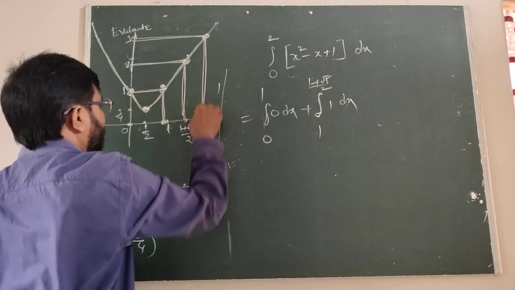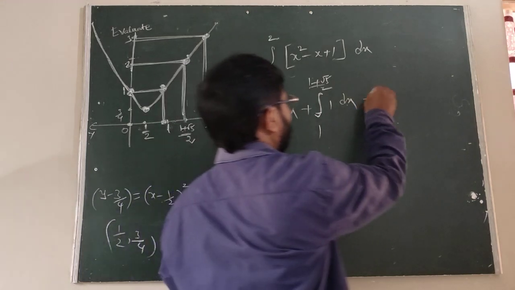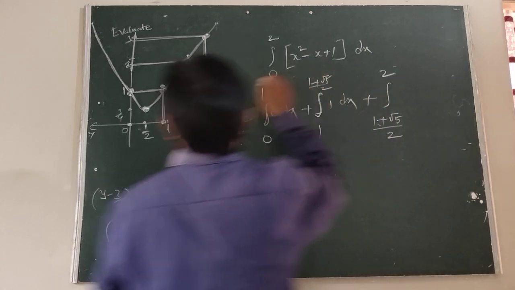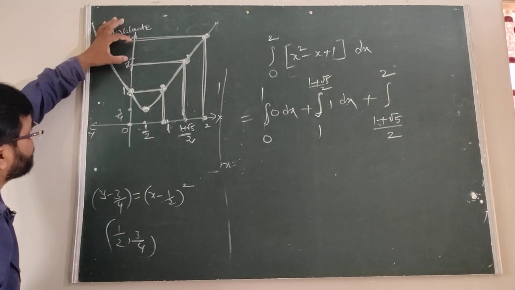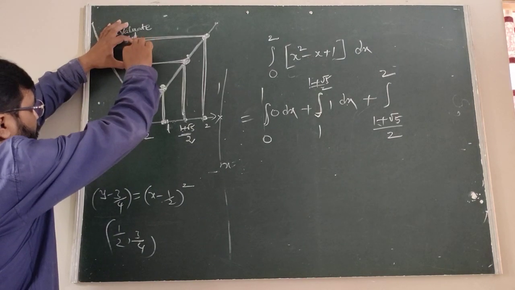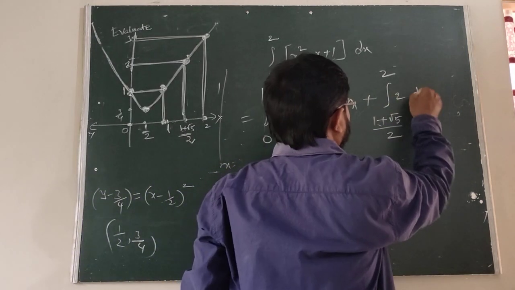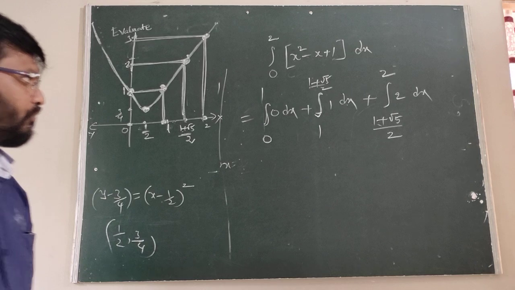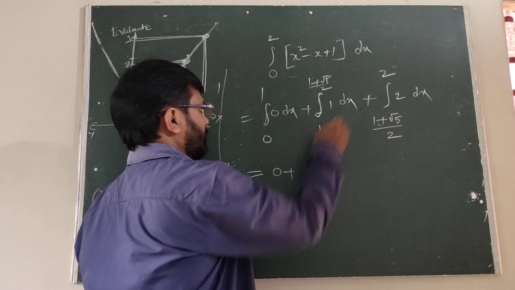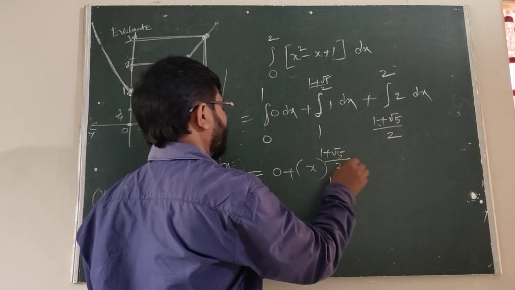Therefore, when we are taking the region between 1 plus root 5 by 2 to 2, that means the integral from 1 plus root 5 by 2 to 2. What is the step value in this region? Suppose we take 2.5, the step of 2.5 is 2. Therefore, this is 2 dx. Now we can write the integral of 0 dx is 0. Now this is x, from 1 plus root 5 by 2.